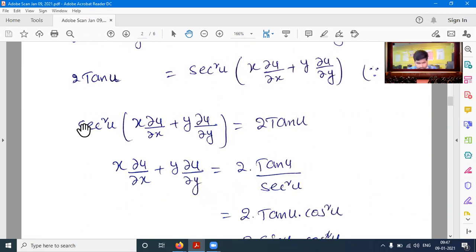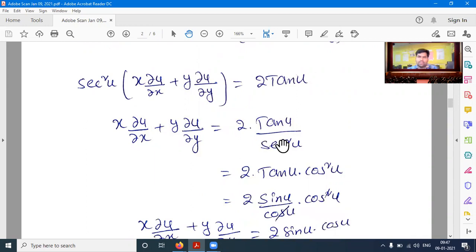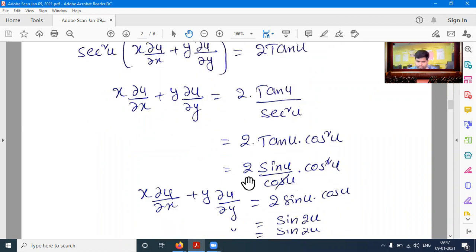So this secant square u, if we send it to the right side, it is in multiplication on the left side, so on the right side it will be in the denominator, that is in division. So x into dou u by dou x plus y into dou u by dou y is equal to 2 into tan u divided by secant square u. So that is equal to 2 into tan u into, since 1 by sec is equal to cos, writing in the numerator, that is cos square u.